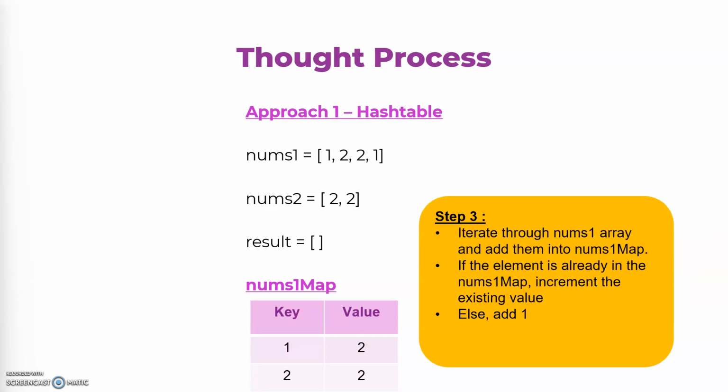Step 3. In this step, we can iterate through this nums1 array and then add them into this map. If the element is already present in the map, then we can just simply increment the frequency. Otherwise, if the element hasn't been added, then we can add the key and the corresponding value as 1.